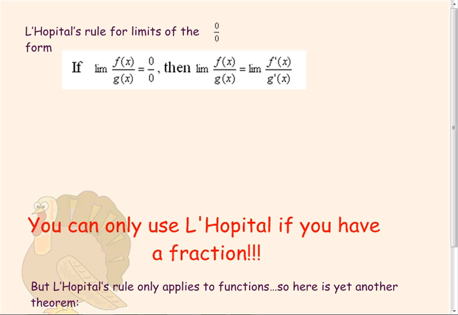Now, L'Hopital found out that if you want to take the limit of a function and you get 0 over 0, we always had to do some work. Remember, we factored or we rationalized. It was a pain. He found out that if you look at the slopes of these functions at the same place, the limit of the actual function is equal to the limit of the slopes of the functions, provided that the original problem is 0 over 0.